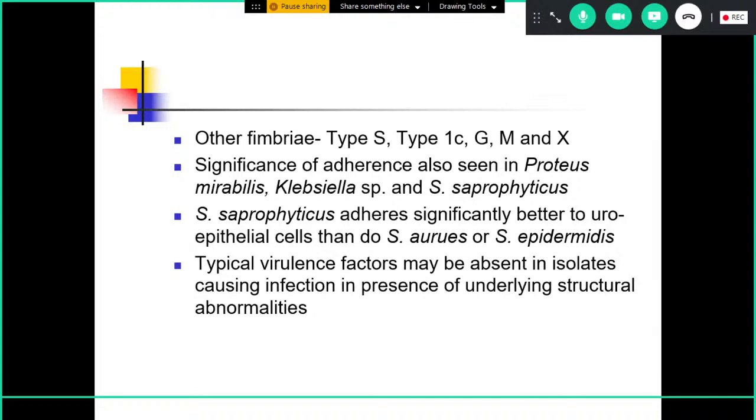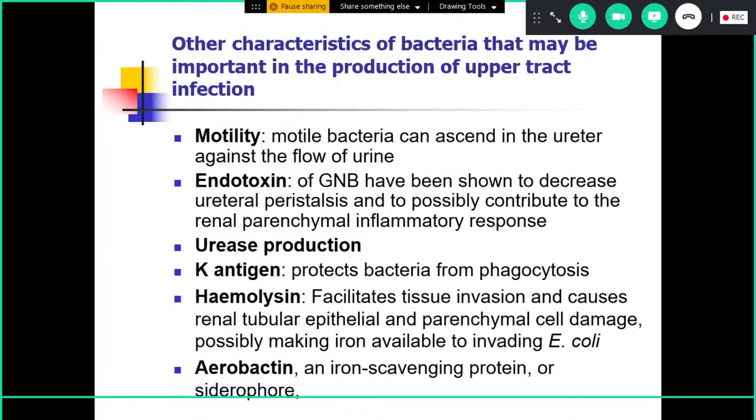But remember that typical virulence factors may be absent in isolates causing infection in the presence of underlying structural abnormalities. So when there are host factors which are weak, then typical virulence factors from the bacteria are not essential. Other characteristics of bacteria that may be important in the production of upper tract infection are factors such as motility, endotoxin, urease production, K antigen, as I have already told you, hemolysin, and aerobactin. So these things also facilitate upper tract infection.